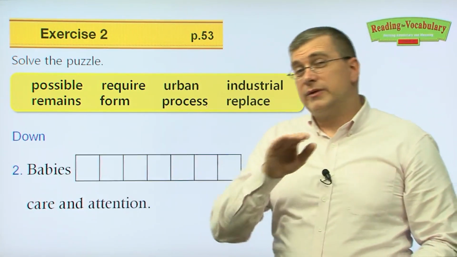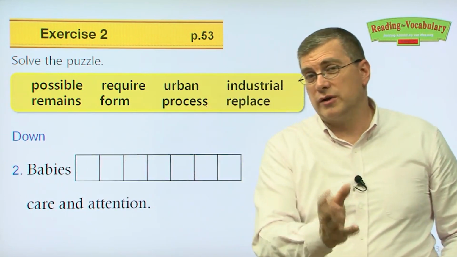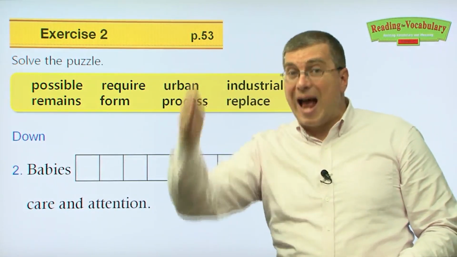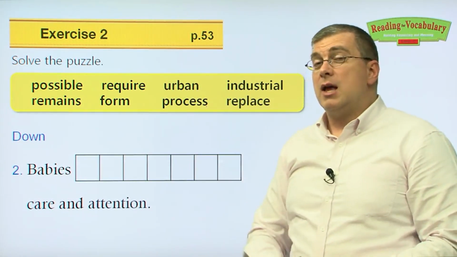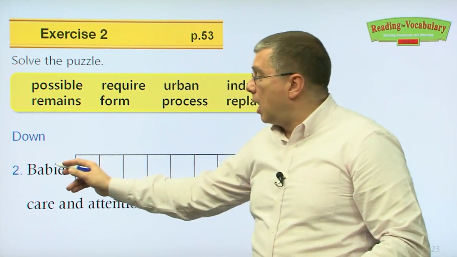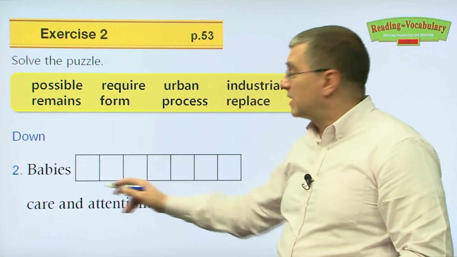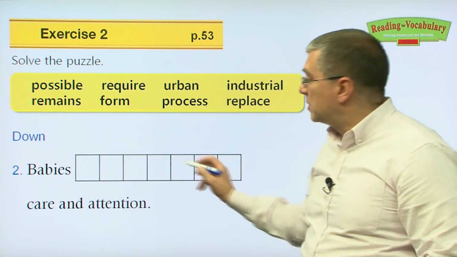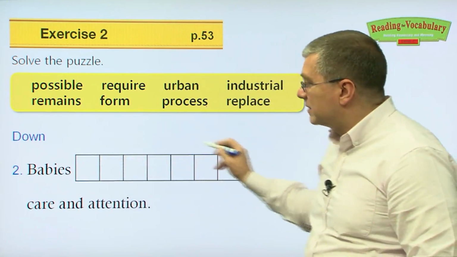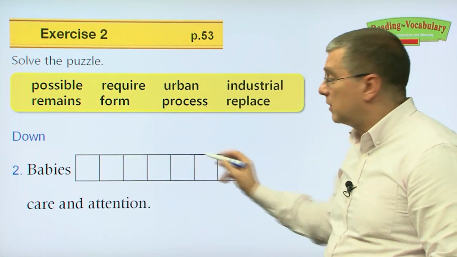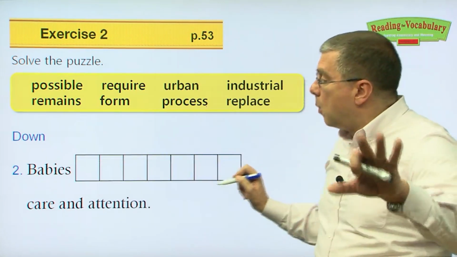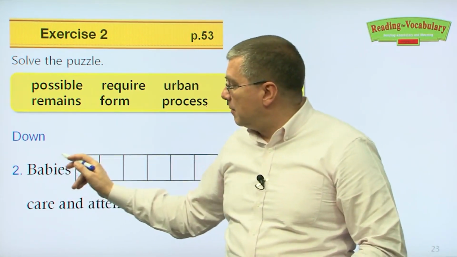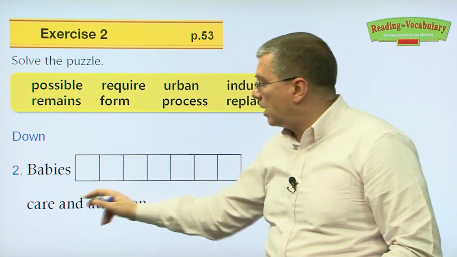Okay, that was the words that were across. They all had pictures. Now we're looking at the words that go down in the puzzle. The words that go down, the clues are part of a sentence. It's like filling in the blank, except in this case, the blank is the box, right? The boxes for each letter of the word. What word makes sense in this sentence? Babies, beep, care and attention.